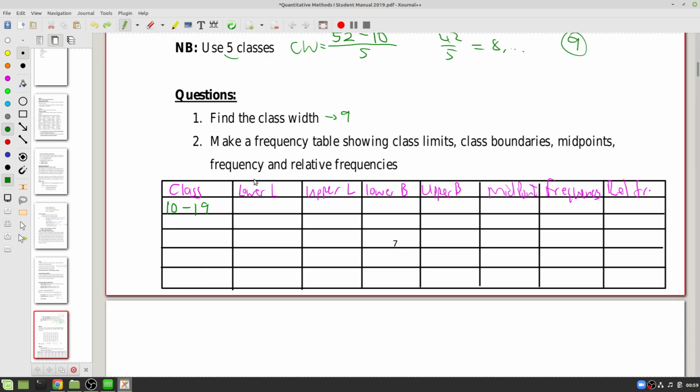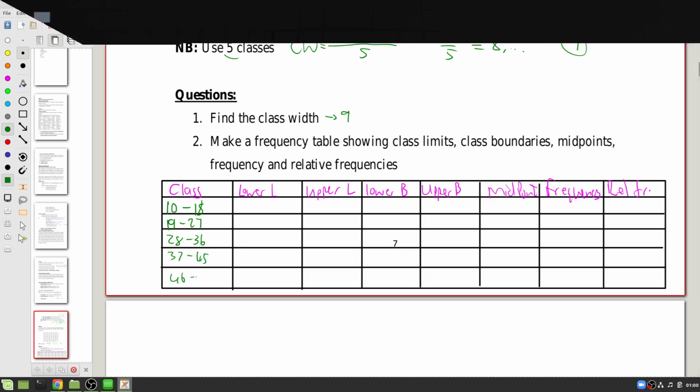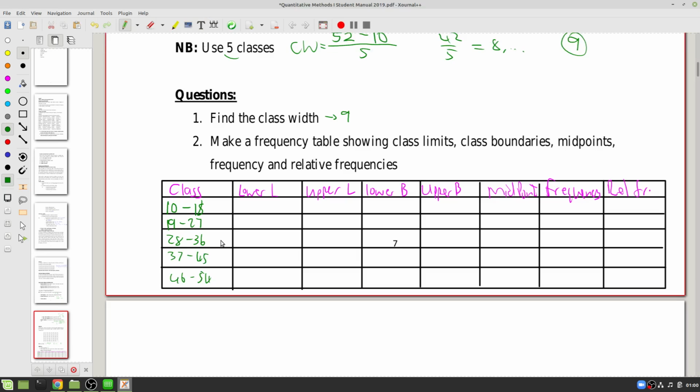So let's redo that, and let's do that to 18, and then 19 to, so plus 8, 27. Now we can see we're going up in 9s, and then 28 to 36, and then 37 to 45, 46 to 54.